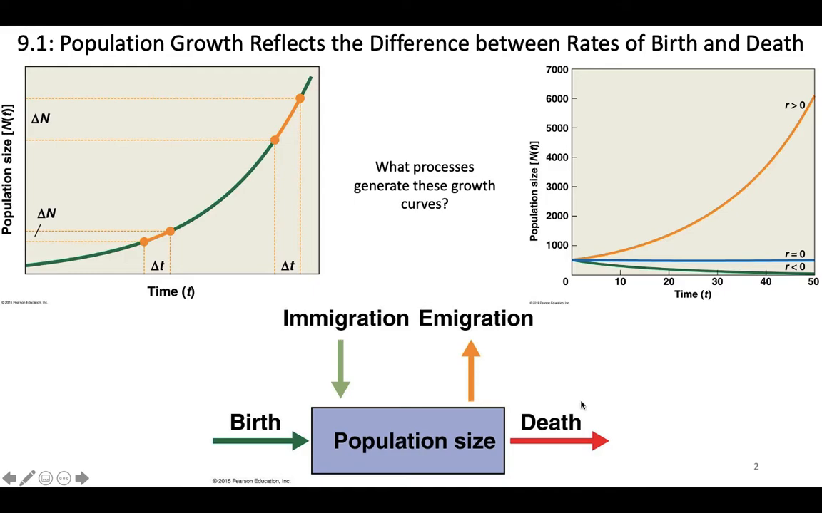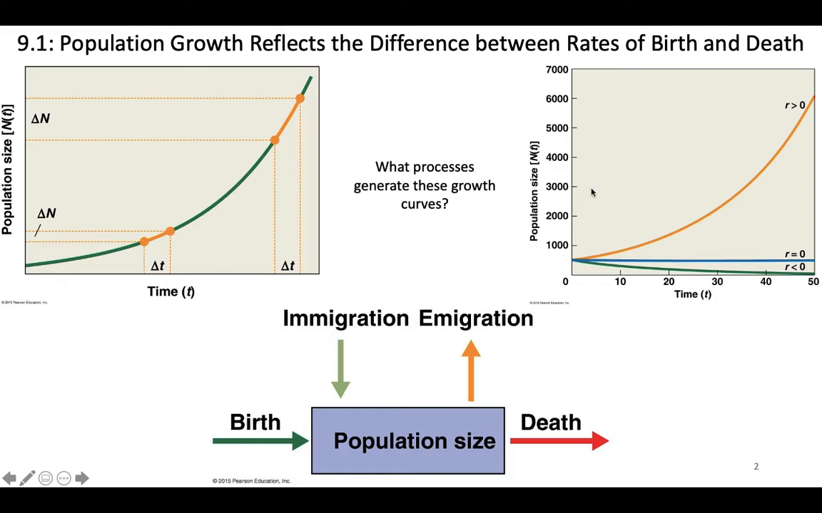We're going to talk mostly today about birth and death, and then at the very end we'll talk about how you might model immigration and emigration into a population. Birth is going to increase population size while death is going to decrease it. Immigration is movement into a population; it's going to increase population size. Emigration is movement out of a population; it will decrease population size. But like I said, we're mostly going to be talking about birth and death today.